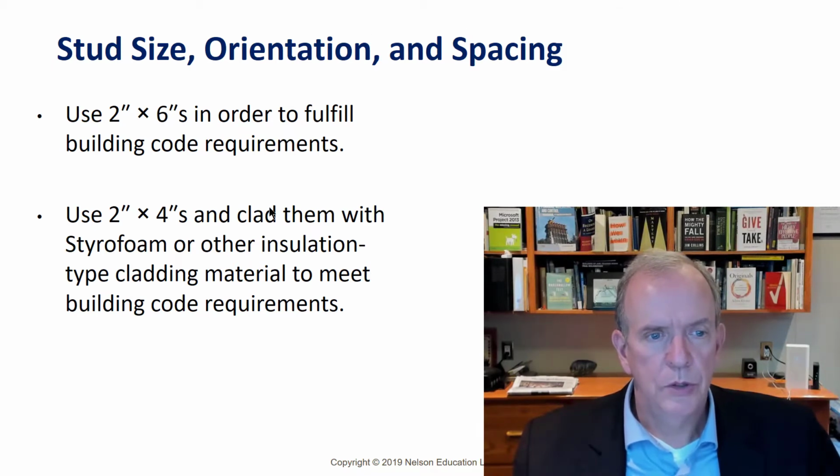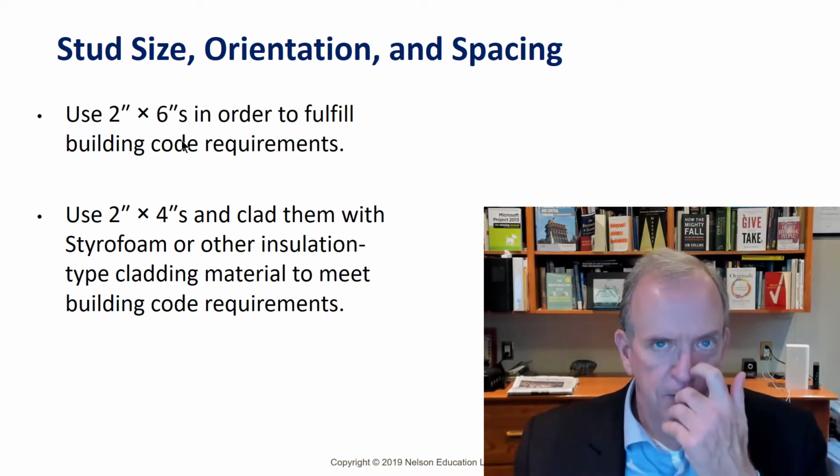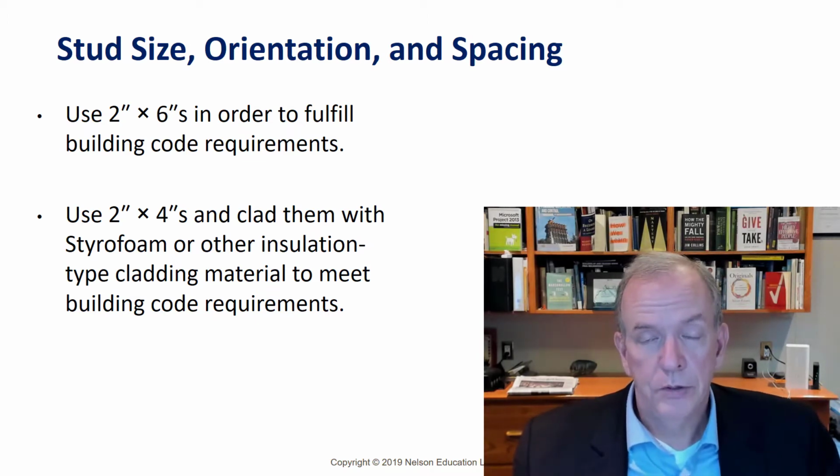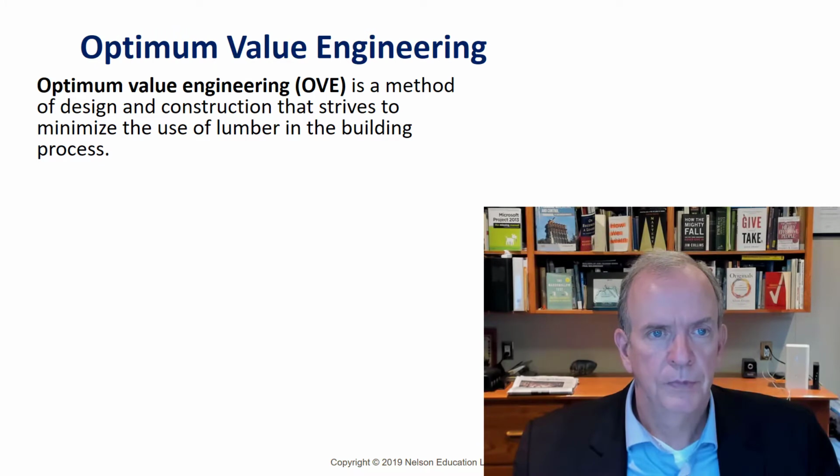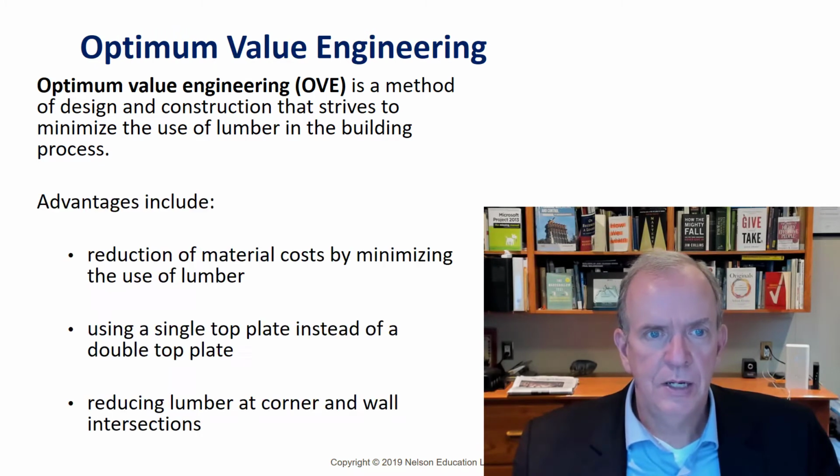So whether we do it with this or we clad with styrofoam, or now we tend to like to do 2x6s and clad it with styrofoam, or polyurethane foam between the studs, and there's different ratings for different insulations. So do we meet the current effective R values for the wall requirements? So optimum value engineering is kind of looking at, well, how do I reduce the actual surface area of the wood on the walls? Well, you could do that several ways.